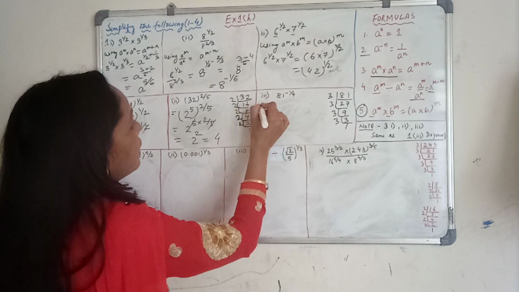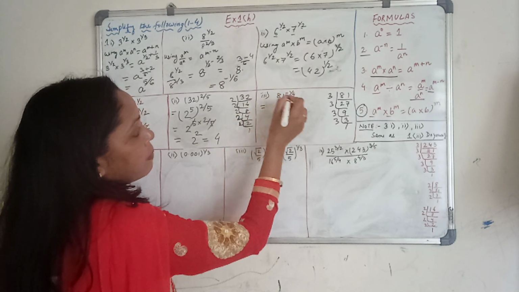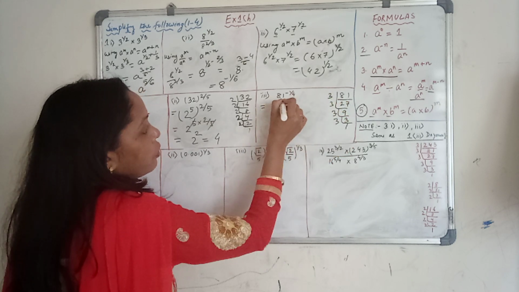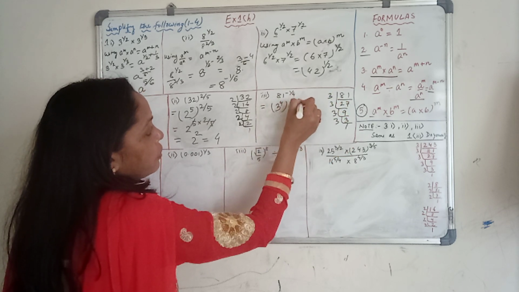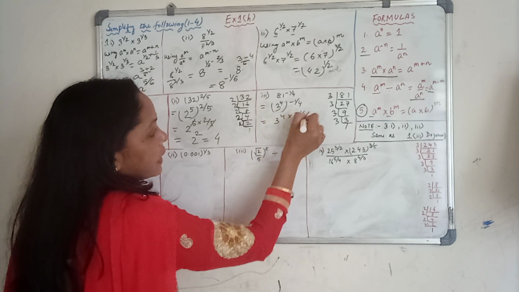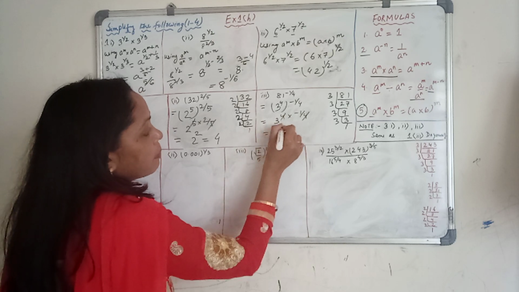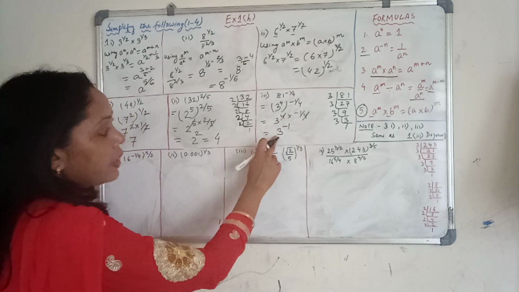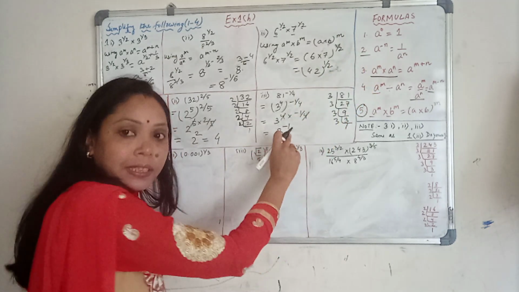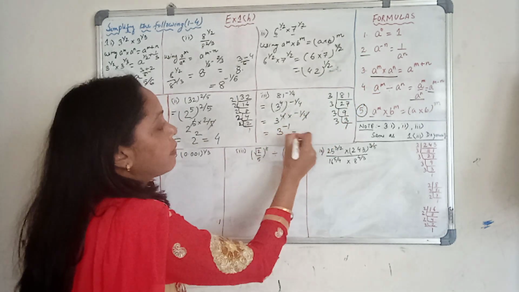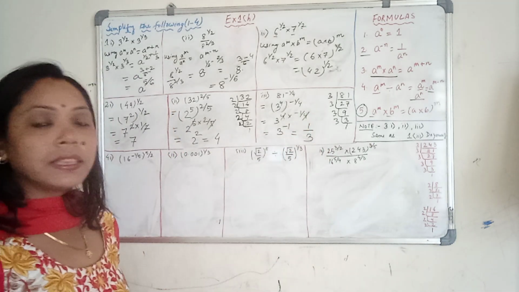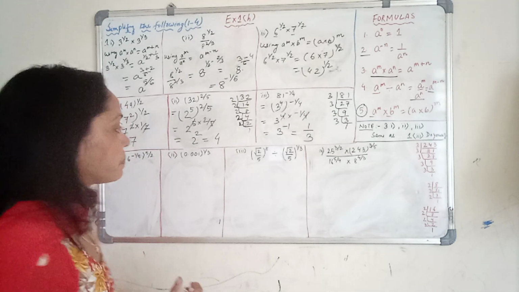Now this one, 81 to the power minus 1 by 4. Do the prime factorization: 3, 1, 2, 3, 4, 4 times. So minus 1 by 4. So 3 power 4 into minus 1 by 4. Cancel the 4. 3 power minus 1. Now see, 3 power minus 1. Formula number 2: if it has a negative power, then we can write the reciprocal of this. 1 by 3. So 1 by 3 is the answer.